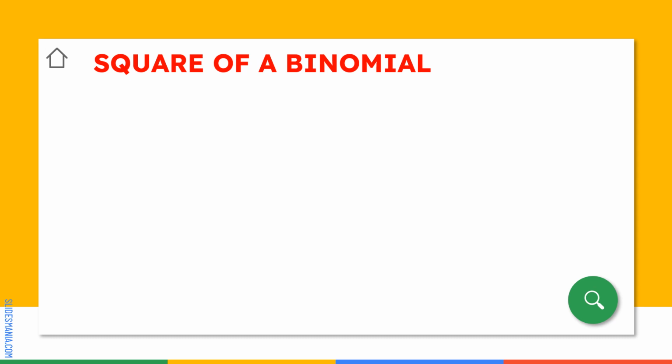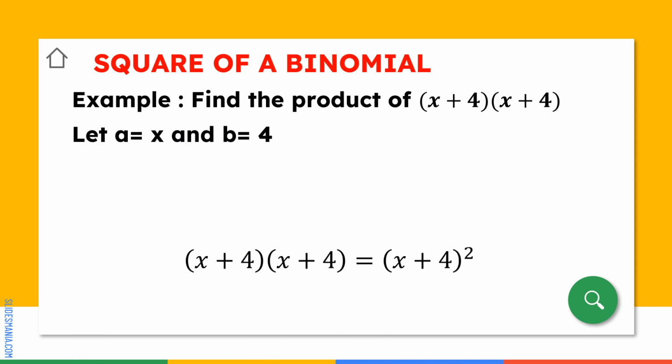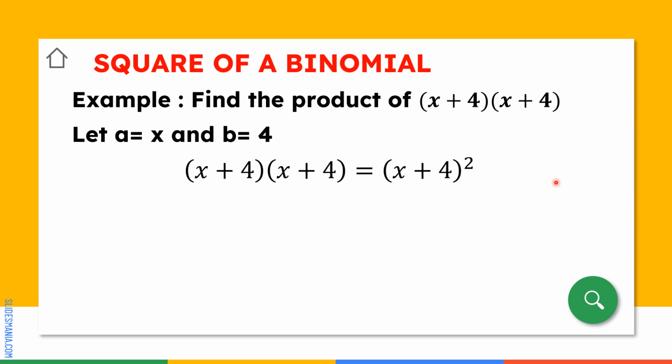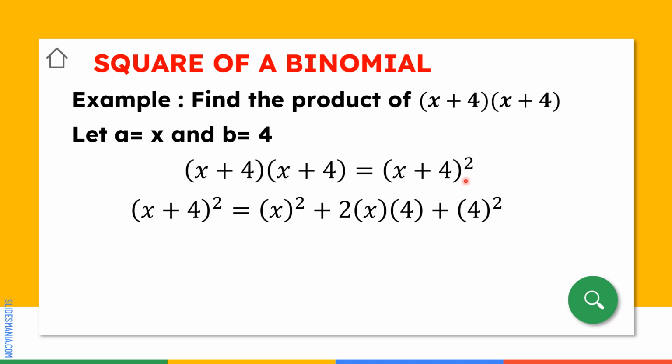Okay, so for this example, we are going to find the product of x plus 4 times x plus 4. This expression can be written as x plus 4 quantity squared. And this time, since in our general formula we used a and b as our variables, we will now be using x and constants. So we let a equals x and b equals 4. So applying the general formula, we square the first term. Since the first term is x, I am going to square it.